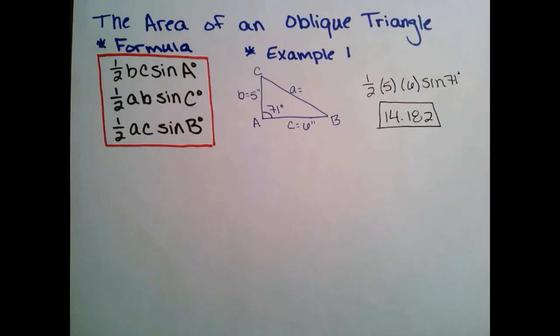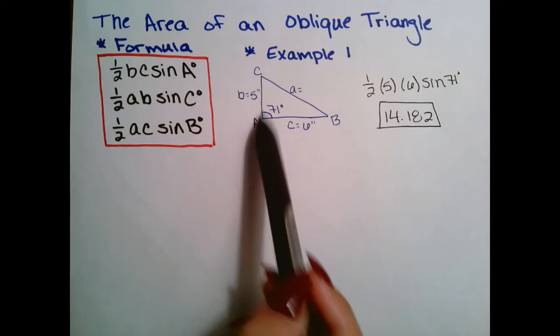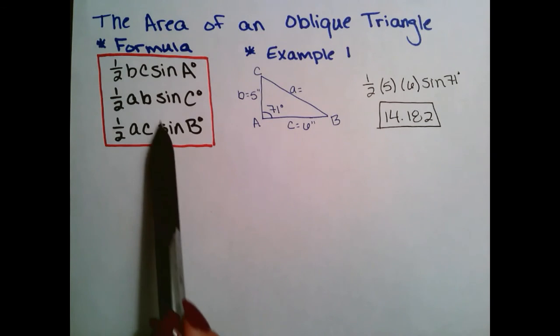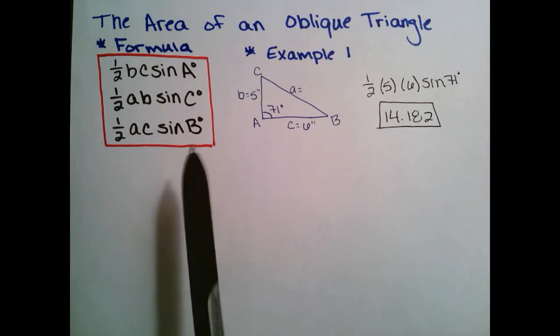Now, a quick little insider. You may recognize that the majority of this looks like the area of a triangle that you learned back in middle school. Half times base times height. The only thing we add, because this is not a 90-degree triangle, is this portion right here that is sine of the angle in between.